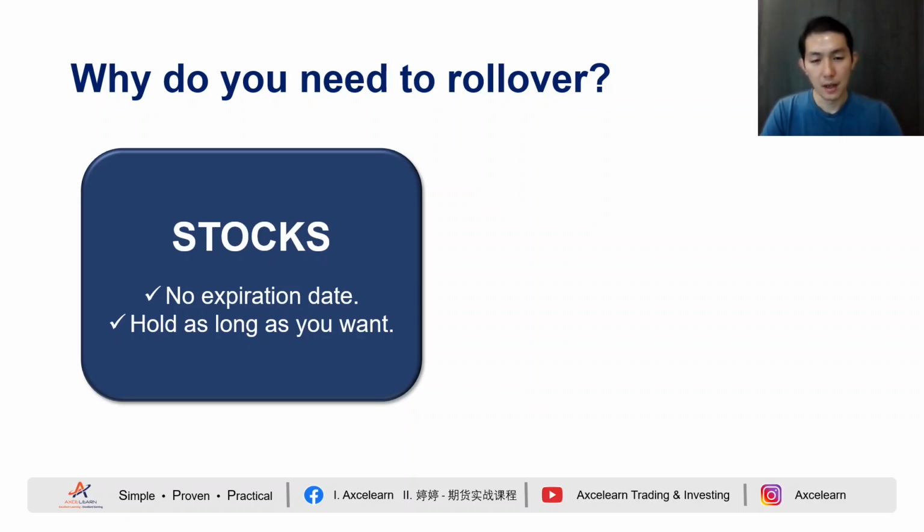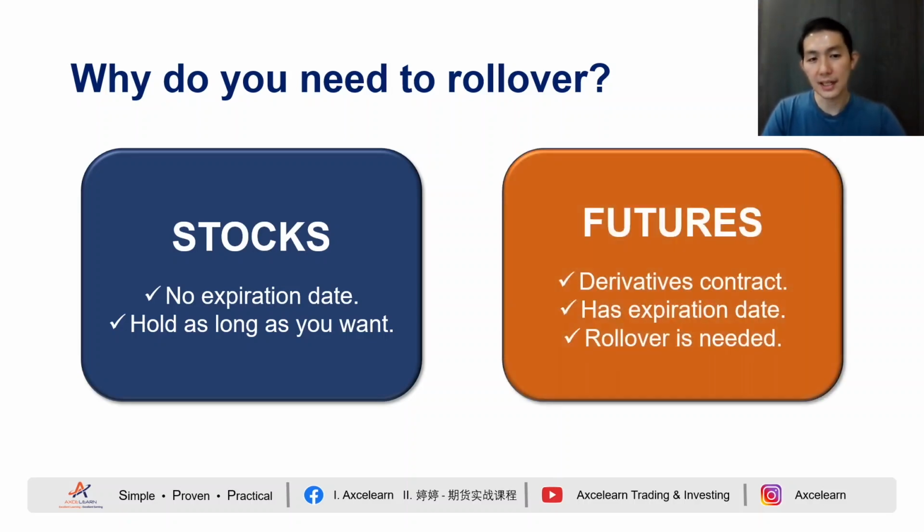Whereas futures contracts like FKLI or crude palm oil futures and any other futures product have expiration dates because they are derivative contracts. A rollover in futures involves closing a position in an expiring contract and opening a new position in a later contract to maintain exposure in the pre-existing trend.